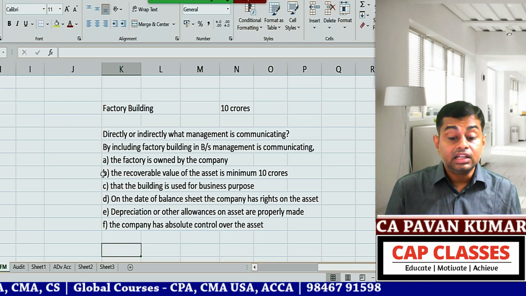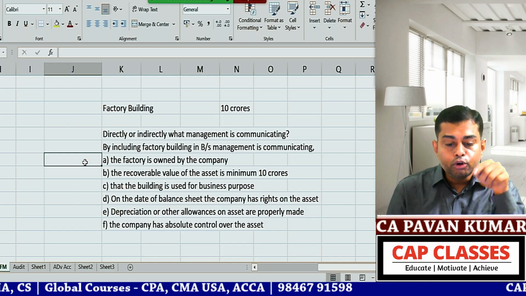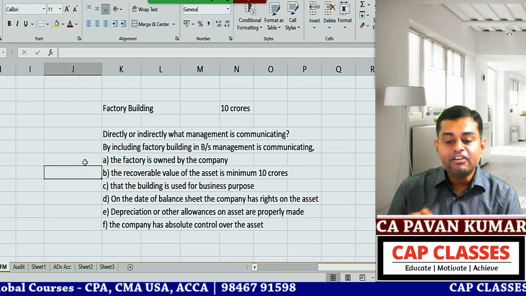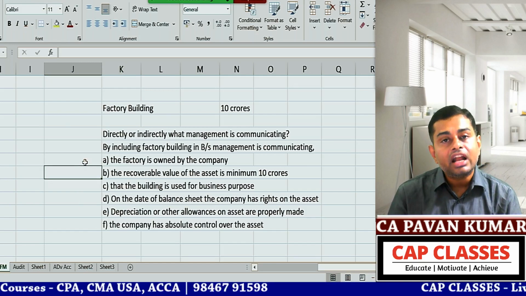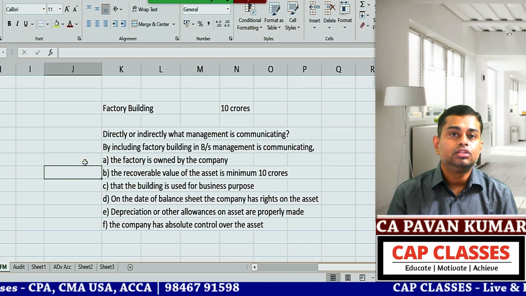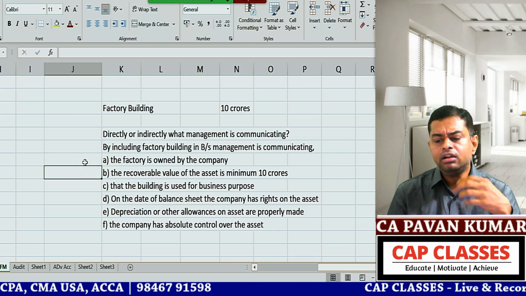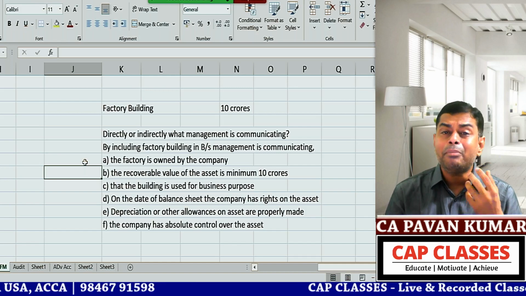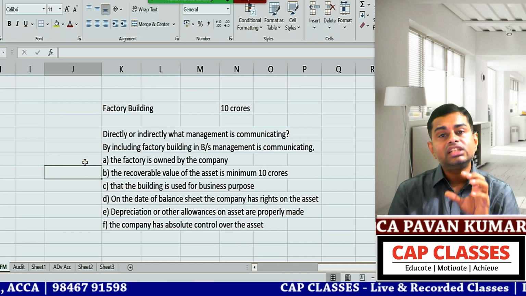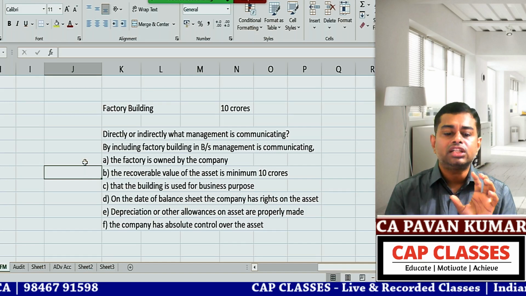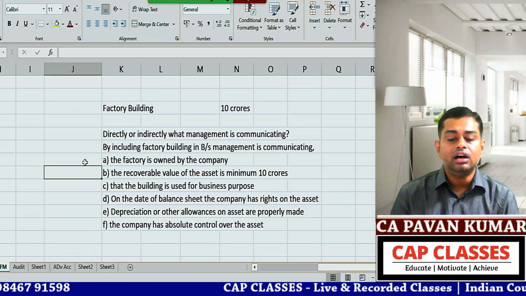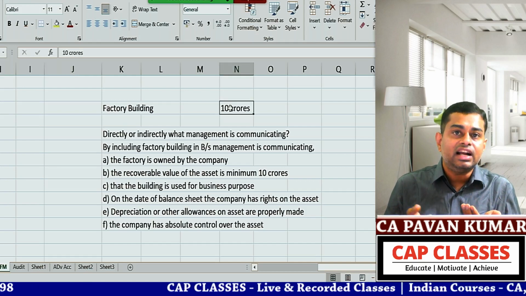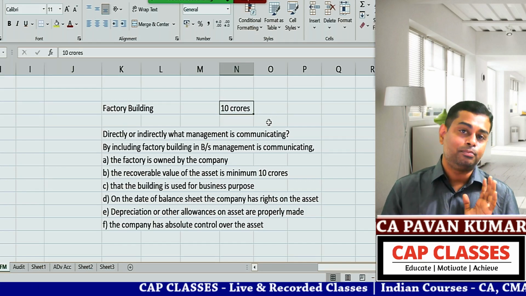Now the question is, the factory is owned by the company. Proof: document. Recoverable value is minimum 10 crores. Show how you calculated the recoverable value. At CA Intermediate level you do not know that point. In CA Final, there is something called impairment loss. In that accounting standard, when you are calculating impairment loss, then you speak about the recoverable value. For you, factory building 10 crores means if you sell the asset, more or less 10 crores should come.